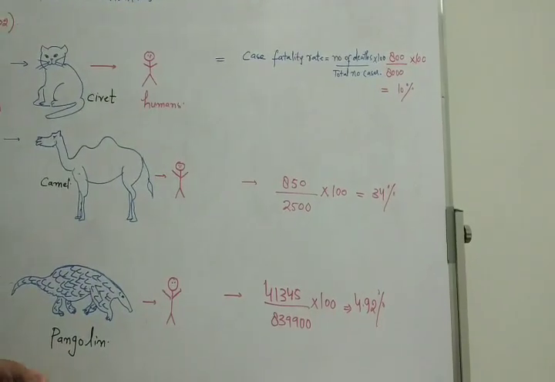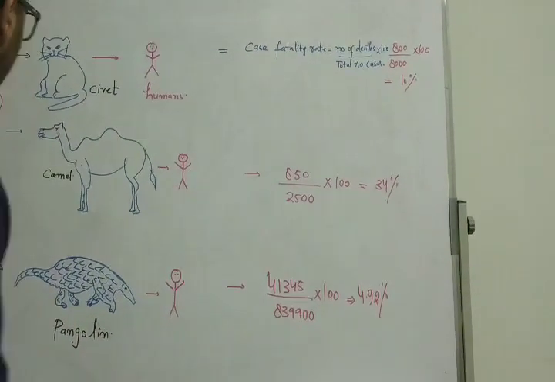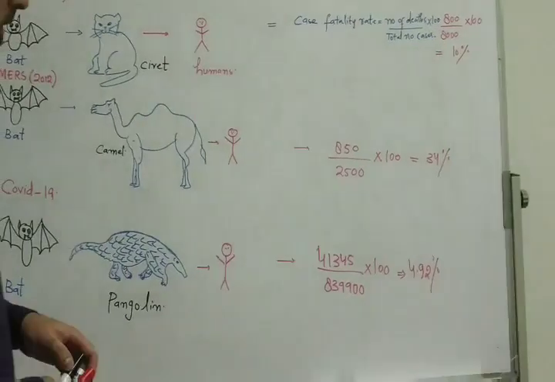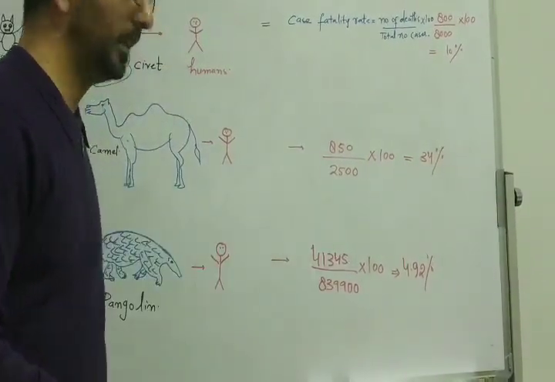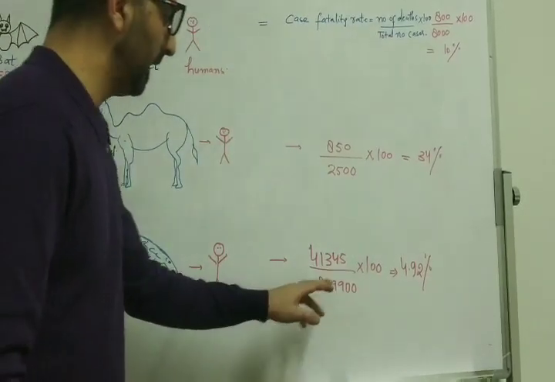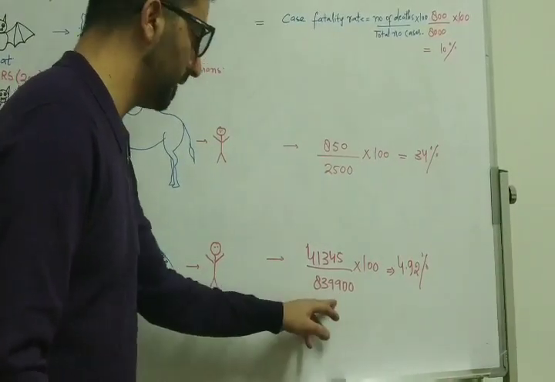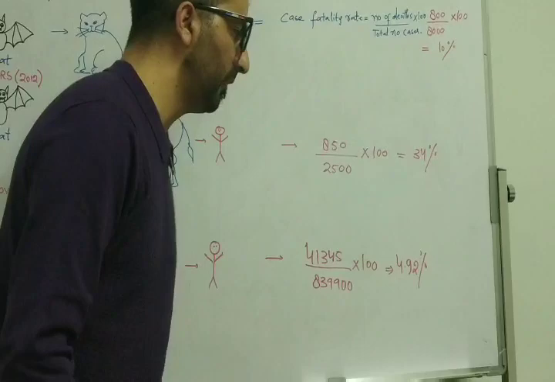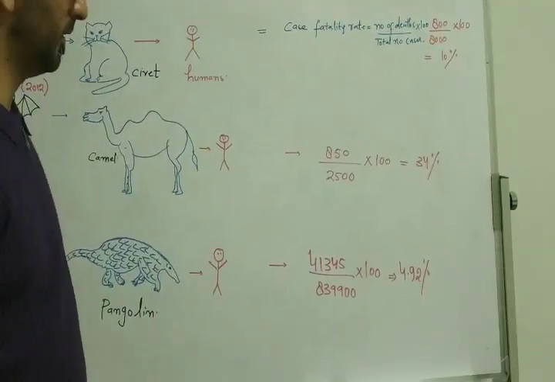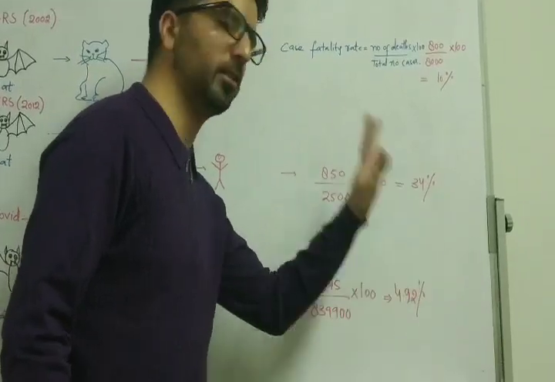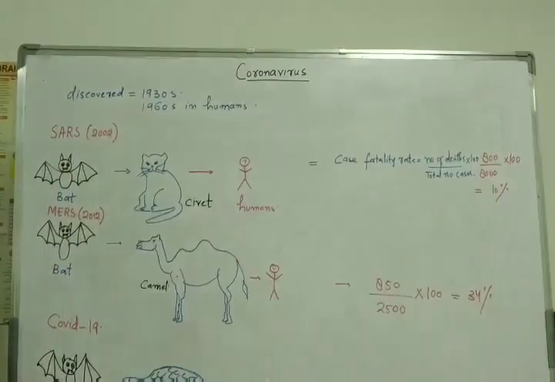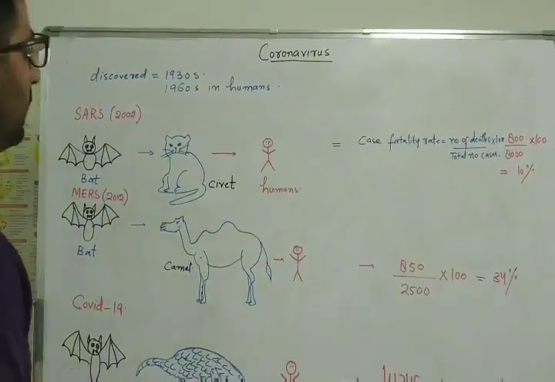So, the case fatality rate of this COVID-19, coronavirus 19. The number of deaths was 41345. You can calculate it by yourself. And the total number of cases was this, multiplied by 100. If we see the case fatality rate in percentage, that's 4.92%. This was about the formation and origin of the coronavirus.